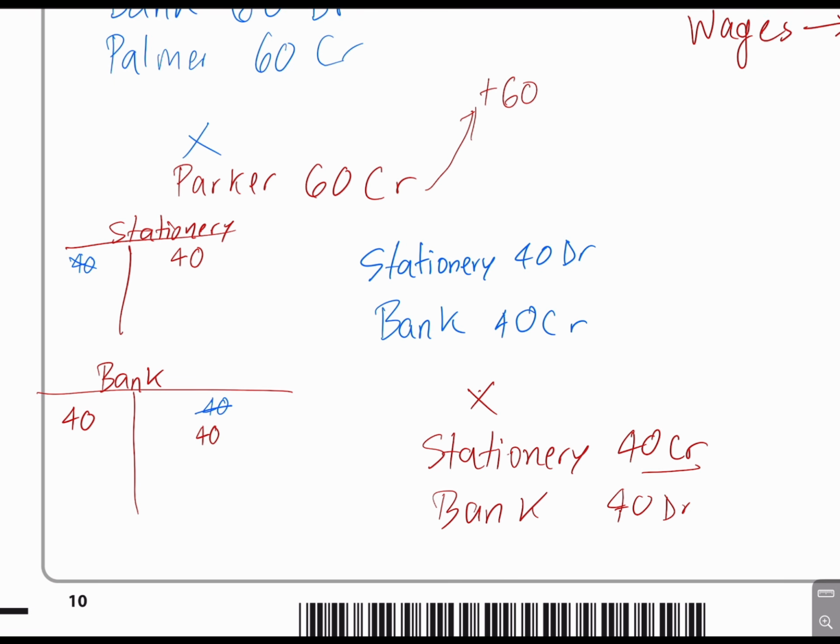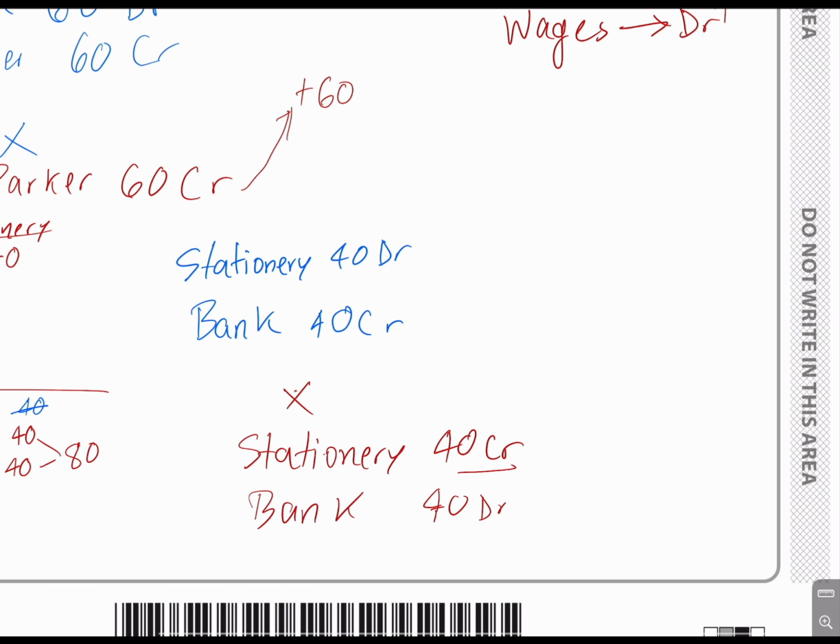double. First, when we credit our bank by 40, it cancels each other out. So we have to add another 40. So in total, we have to credit 80. For stationery account, first when we write 40, it cancels each other out, so we have to write another 40. Now let me give you a simple logic.